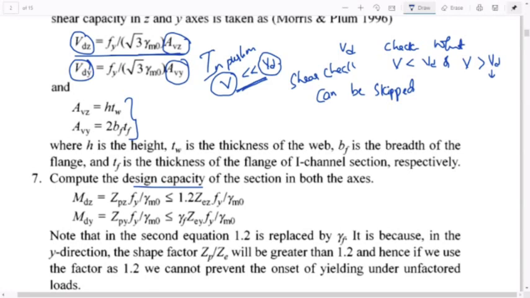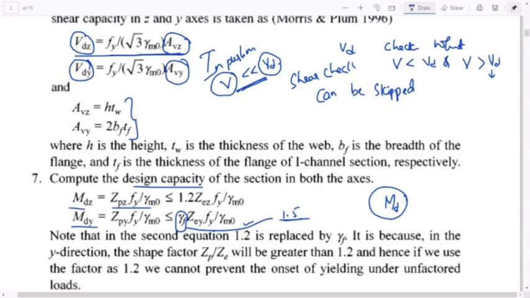Now you have to calculate the moment carrying capacity. Of course, this is also something we have done in our beam design, which we denote with Md. Okay, design bending capacity or moment capacity, which is given by this simple expression, and of course it has to be less than or equal to 1.2 times Z fy by gamma m0. And similarly, Mdy about the y-axis is going to be this expression. And when calculating Mdy, we use this expression with gamma f, and this gamma f is going to be 1.5.